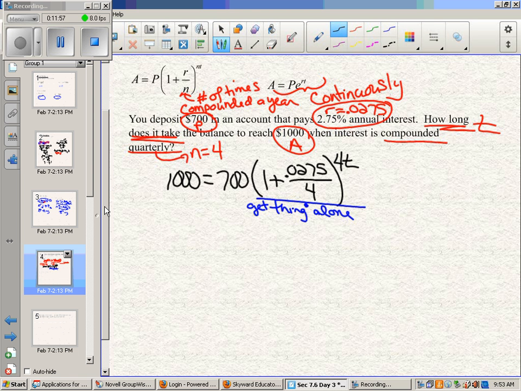Okay, this is what we did on Friday. There was only one number to a power. Whatever is inside the parentheses to the power, that's not powers on both sides like we did yesterday. So we're back to Friday's method. Get the thing by itself, so we divide by 700. Now, 1,000 over 700 does not give a nice decimal, correct?